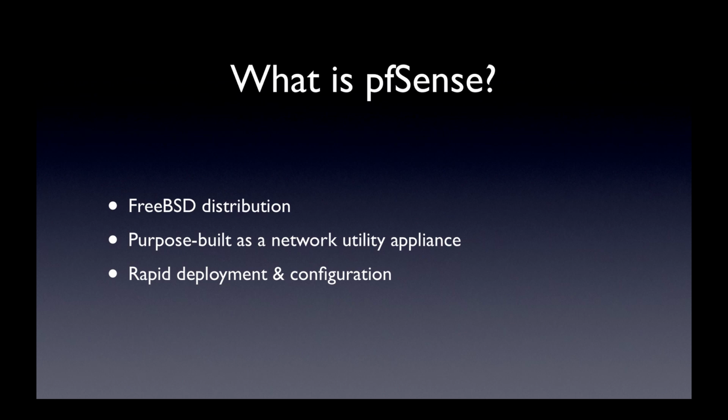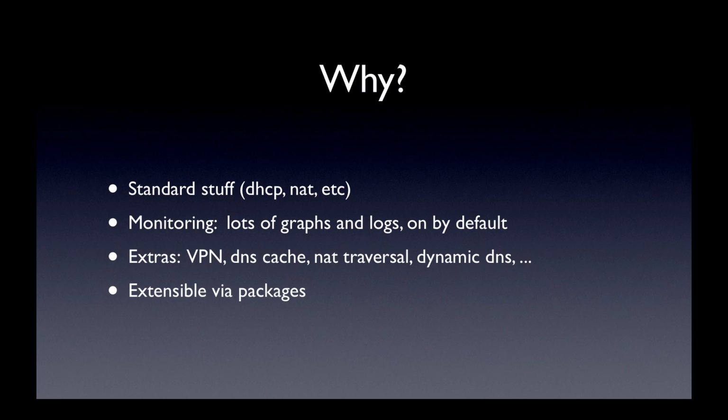So pfSense is a FreeBSD distribution that is purpose-built as a network utility appliance, which basically means it's FreeBSD with some sugar on top that comes in the form of configuration templates and service configurations and administration tools that allow this to be quickly deployed and configured for the use of a network utility device like a router or a firewall. So we use this in order to get all those typical services like DHCP and NAT.